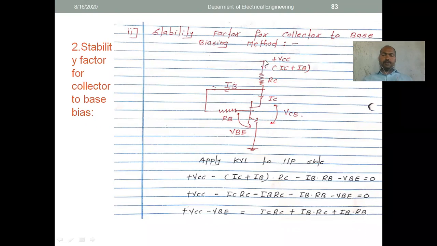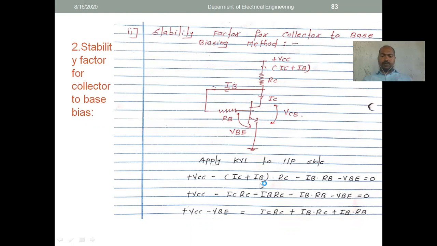Starting with plus VCC, this going out, so plus VCC minus of IC plus IB into RC. Then minus of IB into RB. Then minus of VB, because it is taken out of the junction. So the equation for the input side is plus VCC minus of (IC plus IB) into RC minus of IB into RB minus of VB.